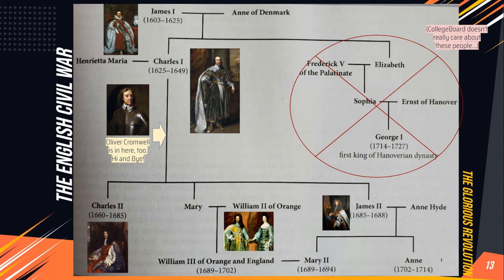Oliver Cromwell comes in. He rules for 10 years. Then they get rid of him, and Charles II comes in. So James II comes in. Charles II comes in, not very good, and then we have Mary and William of Orange. So over there on the right is the Glorious Revolution, and the left is the English Civil War.